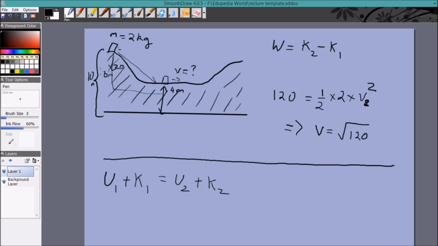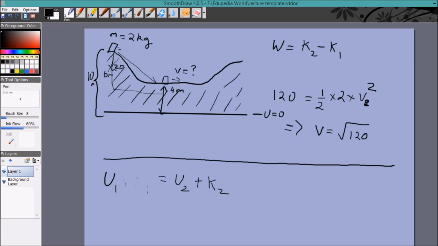We know that K1 is equal to 0, so I'm just going to remove it right now. Now another thing which is important, which we'll see here, is the concept that we can choose 0 to be any point. So let's say I take this level ground to be U equal to 0. That is the most convenient choice in most cases. We'll take the ground to have gravitational potential energy 0.